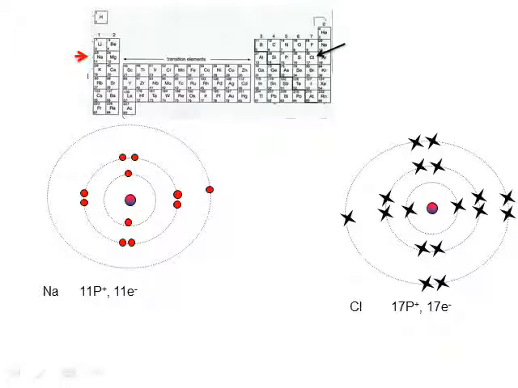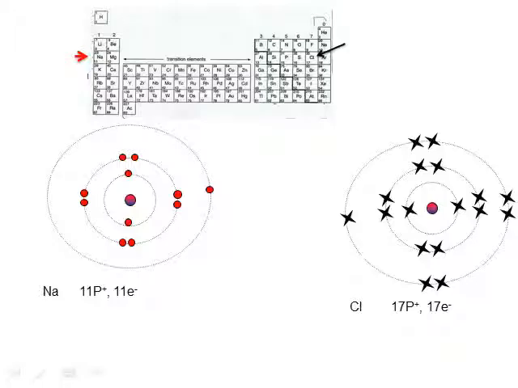On the right-hand side we have an atom of chlorine, and on the left we have an atom of sodium. The sodium, if you look on the periodic table, has 11 protons, and therefore it also has 11 electrons. The chlorine has 17 protons and 17 electrons. In other words, the negatives balance the positives.